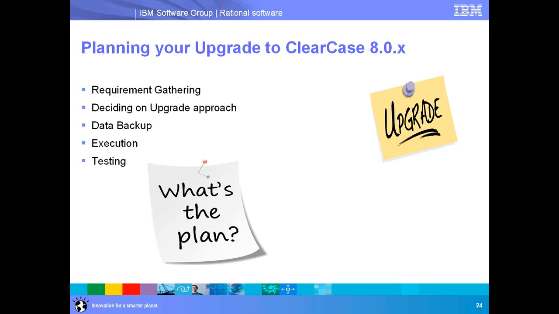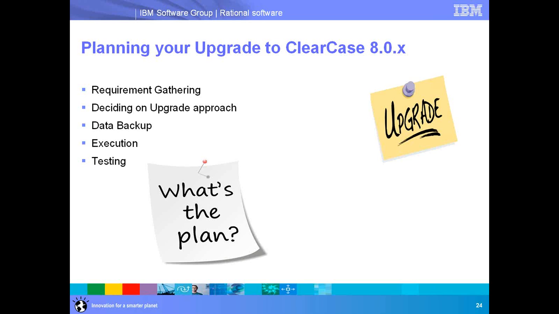So we just wanted to share some of the best practices or references that you can use to plan for an upgrade, so that it helps in having a seamless upgrade in your organizations. The key things you will have to look at beforehand are, first, requirement gathering. Then you need to decide upon the approach you will follow for the upgrade. Then you will do a backup of all your ClearCase data. Then comes the execution, where you perform the upgrade, and then you need to test for a successful upgrade.